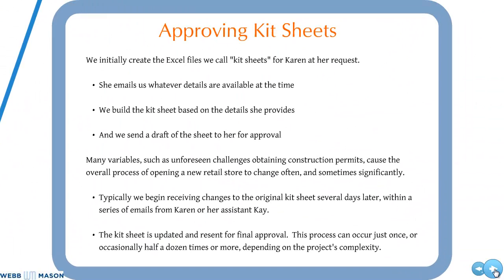We initially create the Excel files we call kit sheets for Karen at her request. She emails us whatever details are available at the time, and we build the kit sheet based on the details she provides. We send a draft of the sheet to her for approval, but then many variables, such as unforeseen challenges obtaining construction permits, cause the overall process of opening a new retail store to change often and sometimes significantly. Typically, we begin receiving changes to the original kit sheet several days later, within a series of emails from Karen or Assistant K. The sheet is updated and resent for final approval, and this process can occur just once or occasionally half a dozen times or more, depending upon the project's complexity.